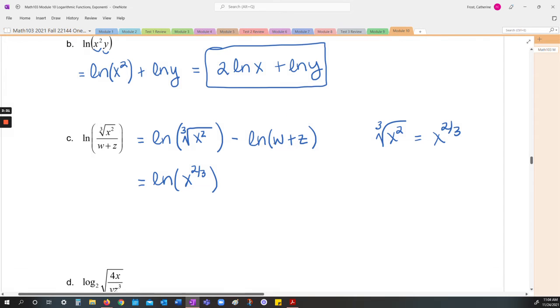There's nothing else we can do with this second natural log. But we are going to be able to do something with the first one. So this natural log of w plus z is just going to tag along and be part of our final answer. And the last thing we can do is use the power property to bring 2/3 out front. So 2/3 times the natural log of x, and then minus the natural log of w plus z.